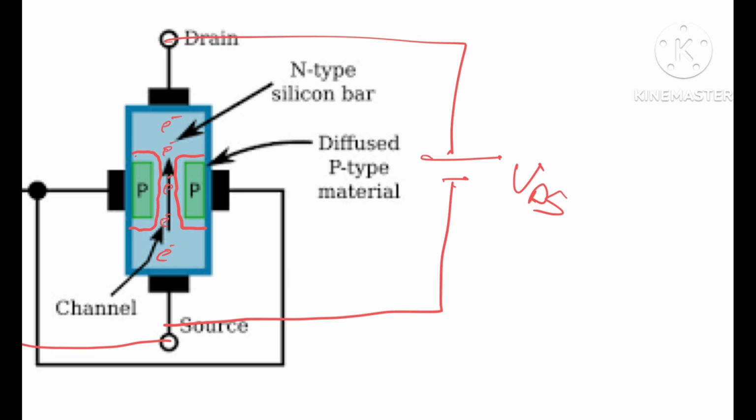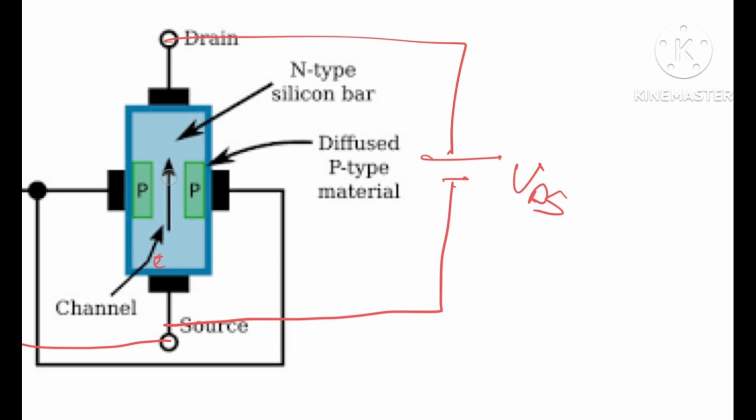Now, to stop the flow of electrons, we need to make it such that the depletion region becomes something like this. As you can see, it's almost closed. There is almost no gap left for the electrons to pass through. This will break the circuit. How is it done?